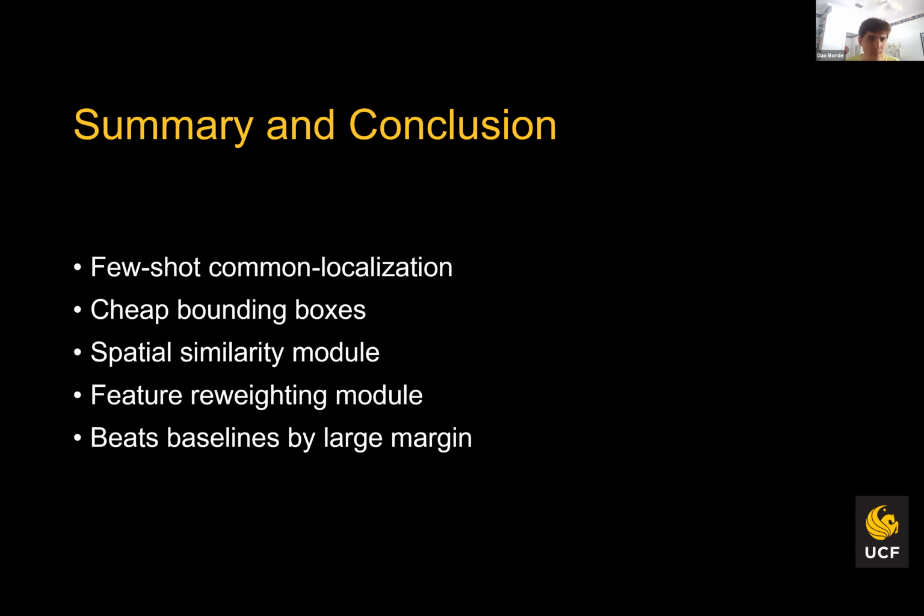The way they achieve this is using a spatial similarity module and a feature reweighting module, which are inserted in the middle of SSD. The spatial similarity module is capable of finding the similarity between images, so it's able to detect the common class. And then the feature reweighting module is able to determine if we have an outlier in the support images, and is able to reweight that and focus more on the better examples. And of course, their network beats the existing baselines by a large margin, and they open up the problem to other solutions from here.